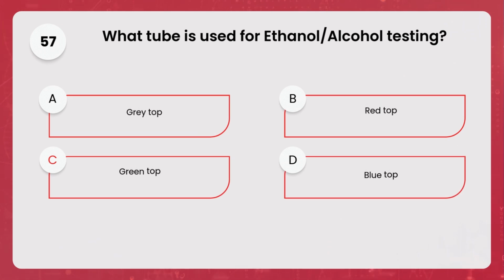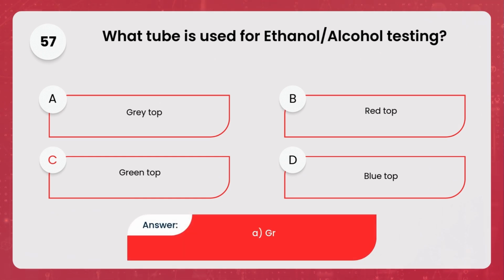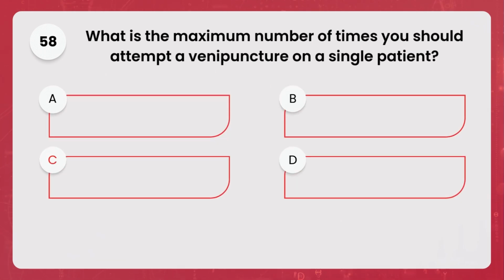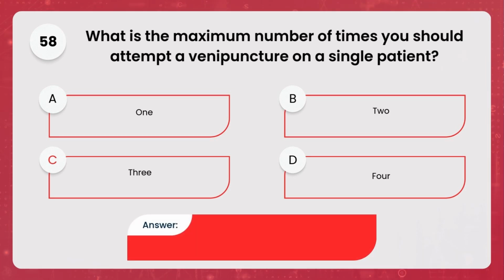A. Gray top. B. Red top. C. Green top. Or D. Blue top. The answer is A. Gray top. Number 58. What is the maximum number of times you should attempt a venipuncture on a single patient? A. 1. B. 2. C. 3. Or D. 4. The answer is B.